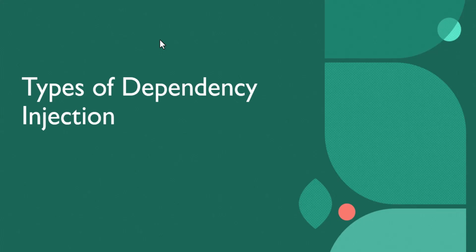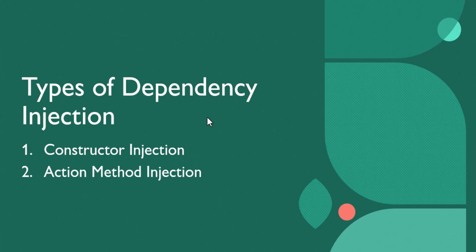Generally, there are three types of dependency injection. First is constructor injection, second is action method injection, and third is property injection. But in .NET, property injection is not supported, so we will not discuss property injection in this video. We will mainly focus on constructor injection and action method injection. Let's move to the Visual Studio.